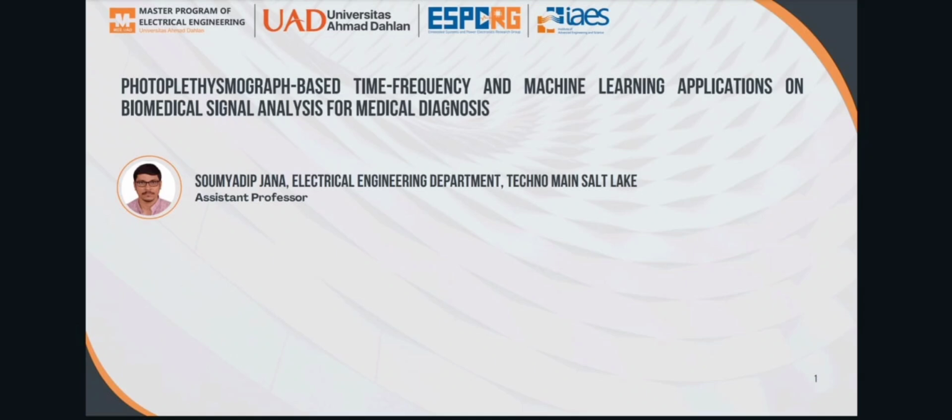Today I would like to present my presentation on Photoplethysmograph-based time frequency and machine learning applications on biomedical signal analysis for medical diagnosis. Let's see the contents. We will discuss objectives, research gaps and novelty, introduction, material and methods, result and discussion, validation, conclusions and references.